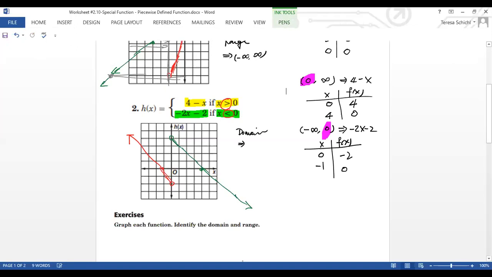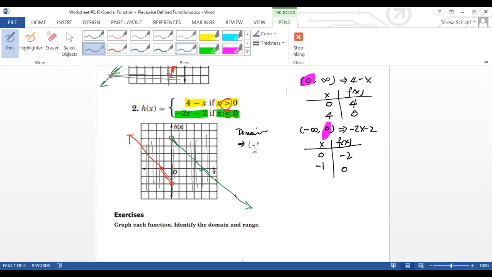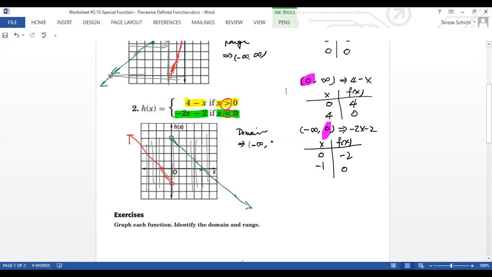So the domain here. Remember, you go in the x direction and draw vertical lines to see if every line can be covered by the graph. So it looks okay, right? Except for this one, when x equals 0. For these ones here, both graphs have a circle, so it is not covered. So the domain here is from negative infinity to 0 and 0 to positive infinity, right? So the 0, this point here, is not included.